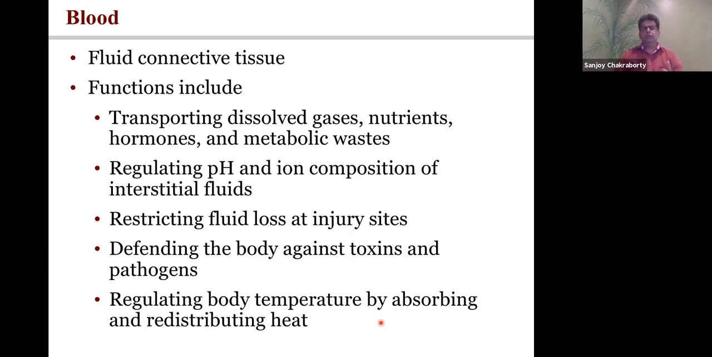And then we are going to talk about how we produce blood cells in the body. We're going to talk about blood clotting a little bit separately, and we're going to talk about blood typing. Okay, so that's basically the entire chapter.